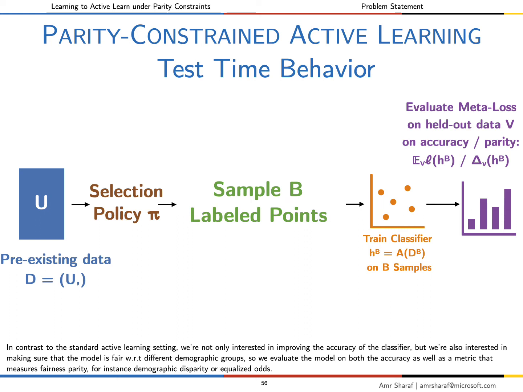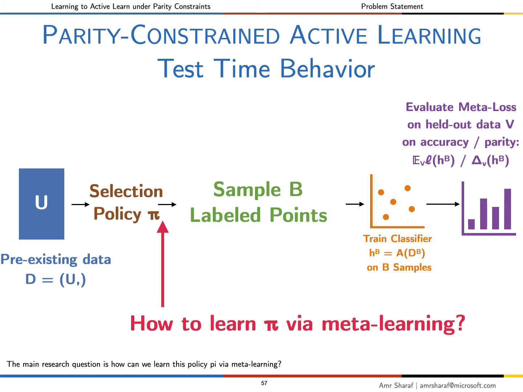In contrast to the standard active learning setting, we are not only interested in improving the accuracy of the classifier, but we are also interested in making sure that the model is fair with respect to demographic groups. So we evaluate the model on both accuracy as well as metrics that measure fairness parity, for instance, something like demographic disparity or equalized odds.